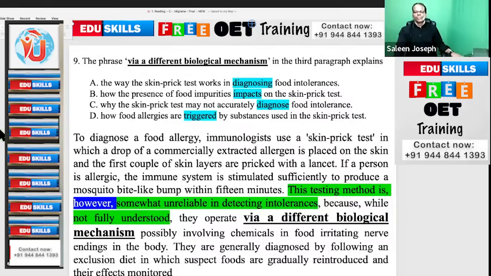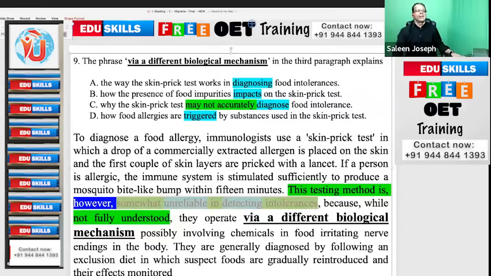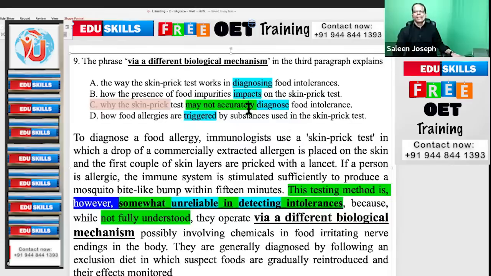Which could be the one? Any idea? C. C, Father. How? May not accurately. Means what in the text here? Not fully understood. Somewhat unreliable. See how beautifully it is given. Unreliable, may not accurately diagnose. Diagnose, here the synonym is detect. Detecting. Food intolerance, again, intolerances is given. This part is the paraphrasing of option C. Yes, Father. So C is right.